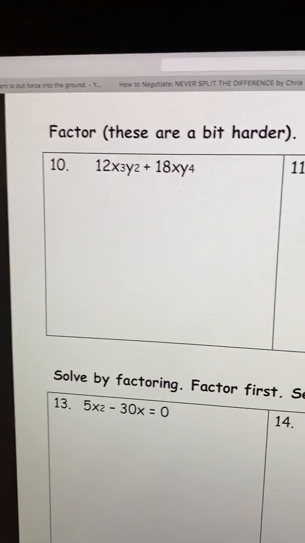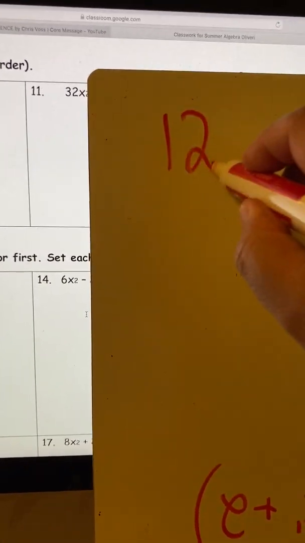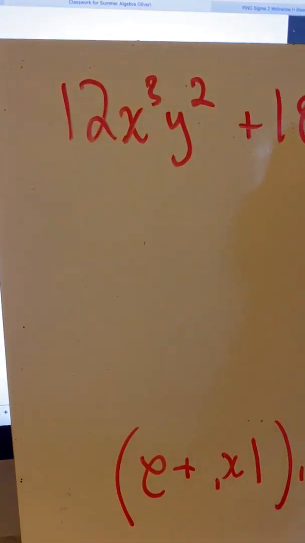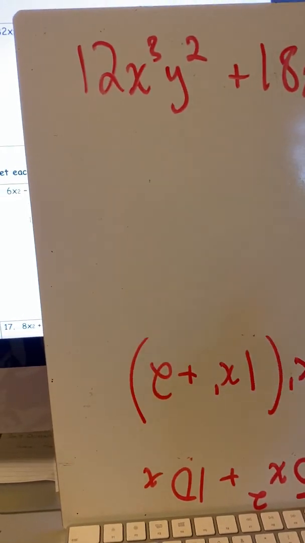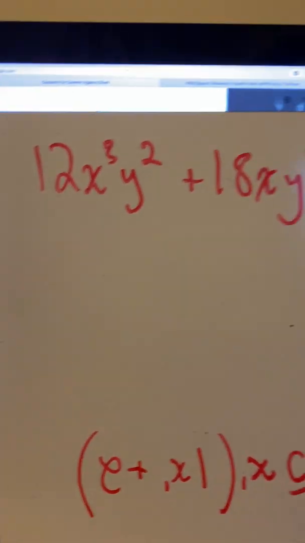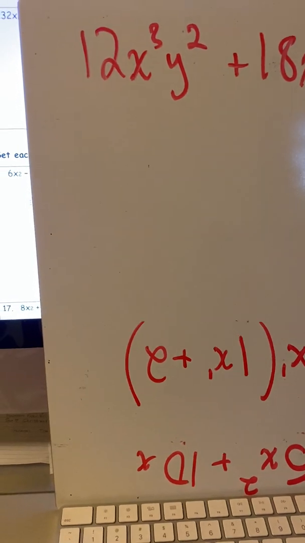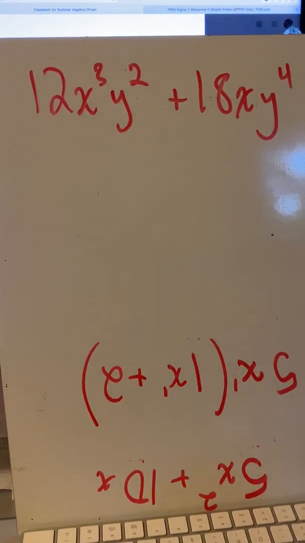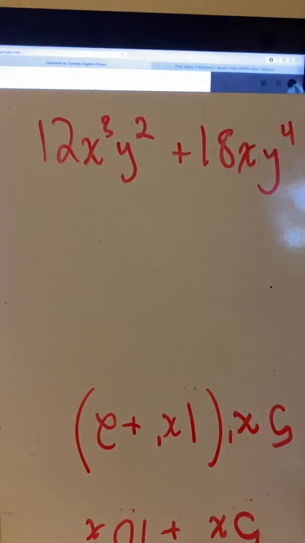12x to the third y to the second. I don't like the way this is written, but it's 12x to the third y to the second plus 18x y to the fourth. All right. Don't worry about the variables yet. Let's worry about just the coefficients, 12 and 18. 12 and 18 are both divisible by 2. They're both divisible by 3. They're both divisible by 4, 6. And I think that's good enough. Okay. 6 is the greatest common factor.